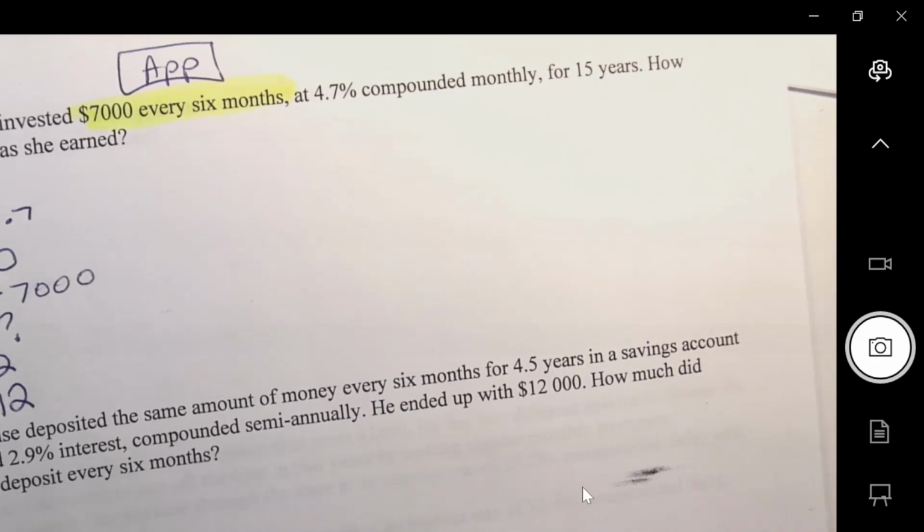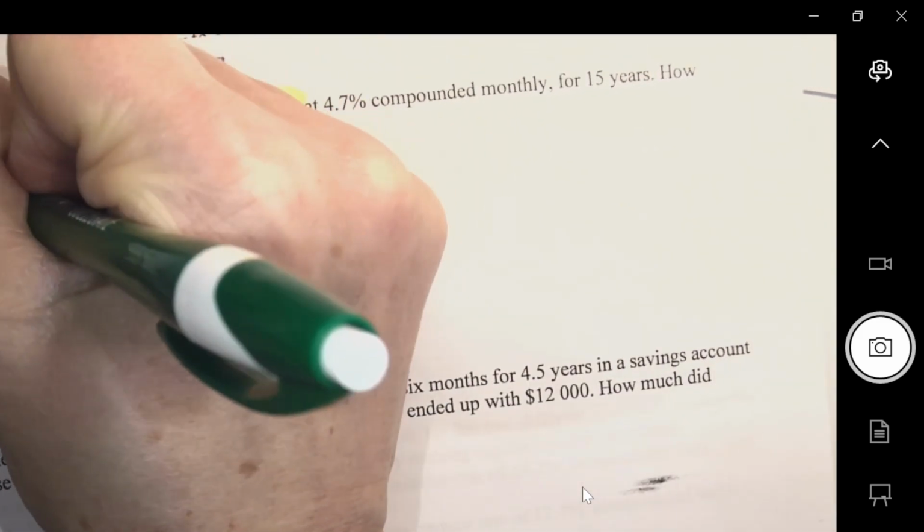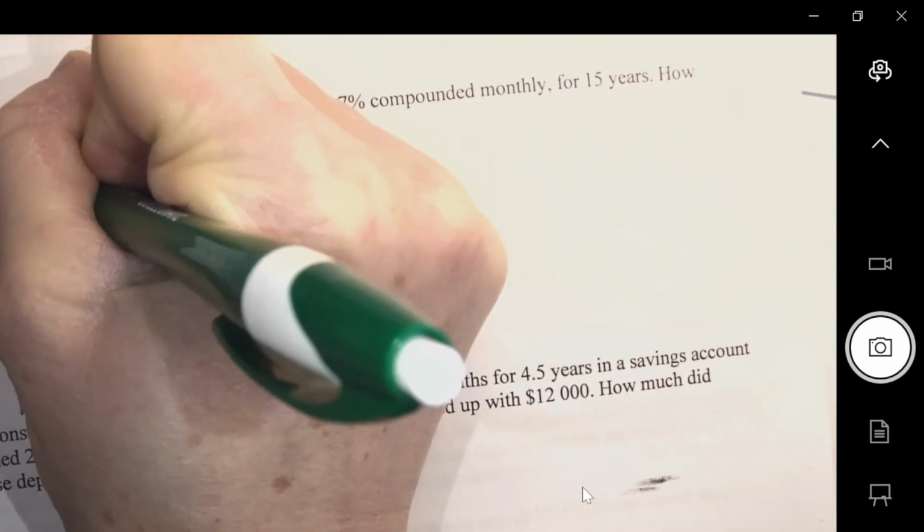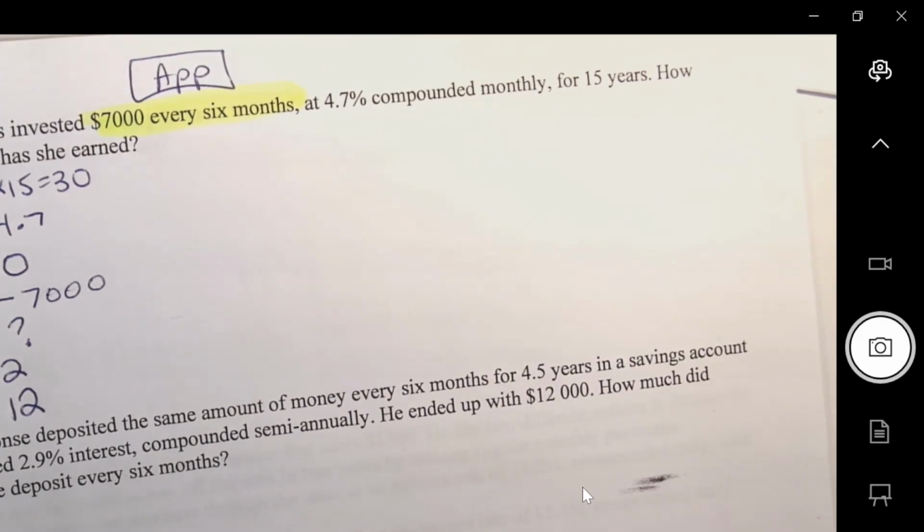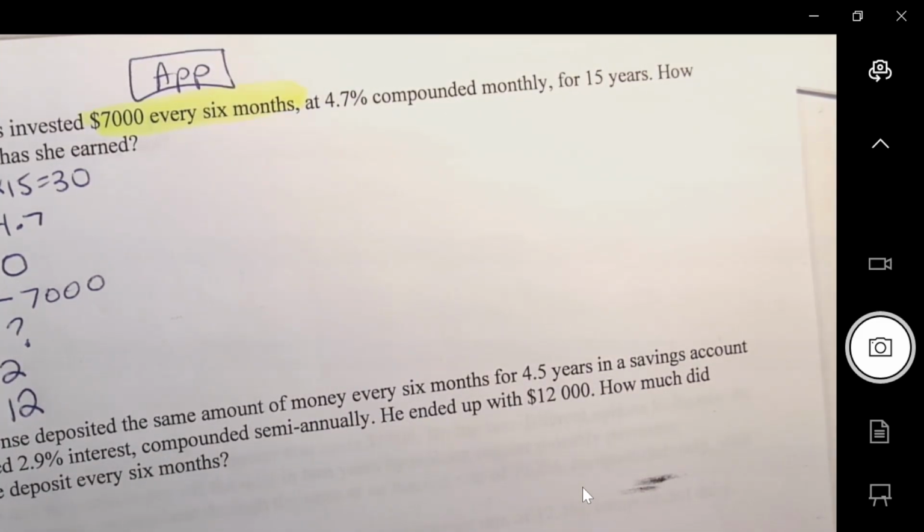And what do I do for the N again? Does anybody remember that one? Payments times years. So if we do this twice a year, for 15 years. Twice a year for 15 years. Okay, go for it. Solve.